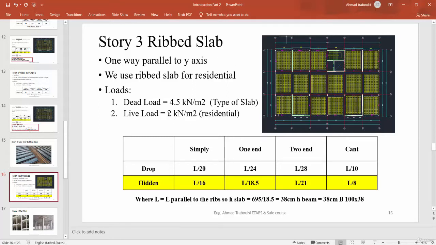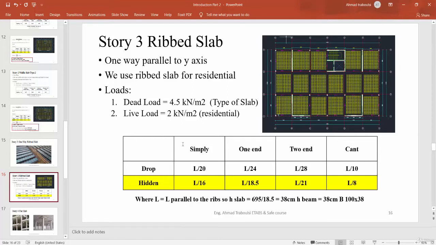We usually use ribbed slab for residential buildings because it plays a good role as a sound insulator in the building. For the loads on the ribbed slab, we always put the dead load as ribbed slab, and the software excludes the self weight, 4.5 kN per meter square. Live load is 2 kN per meter square, because story 3 is a residential story. From the live load table of the ACI code, live load equals 2 kN per meter square.